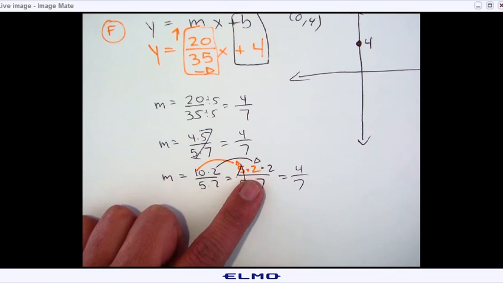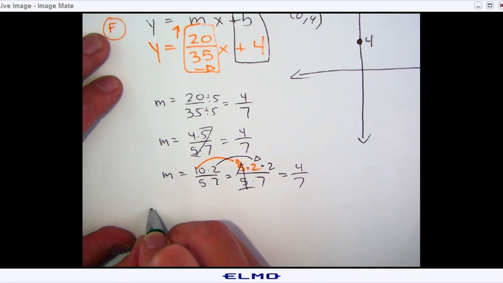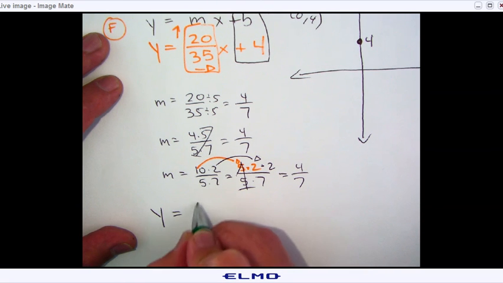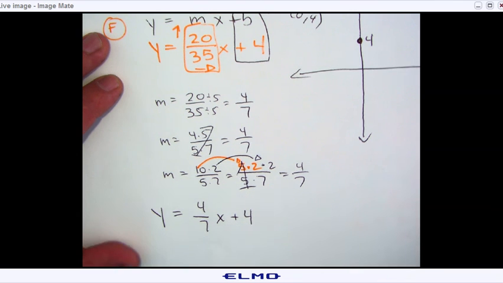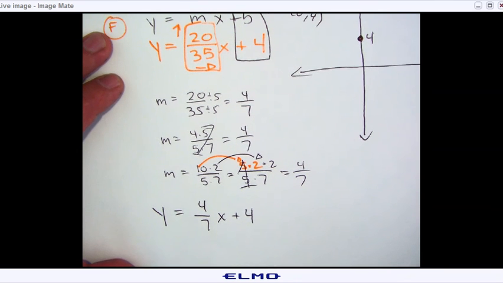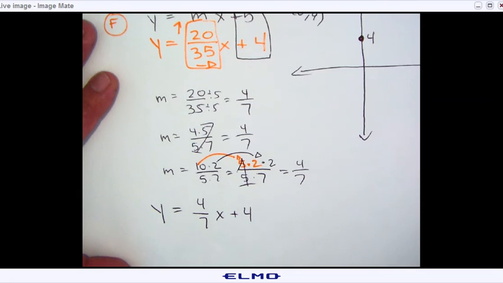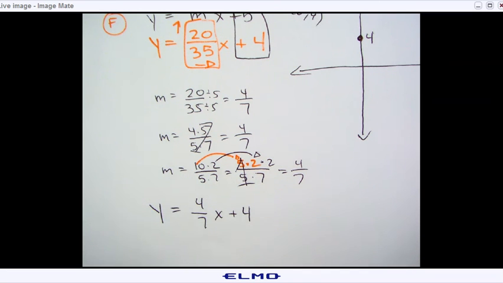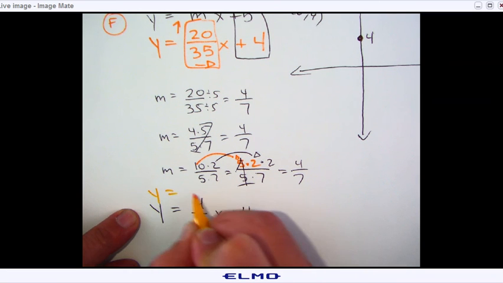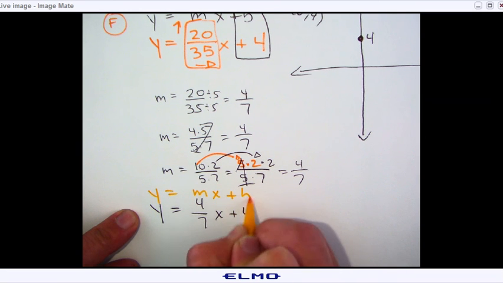And then what's my equation? My equation is y is equal to 4 over 7 x plus 4. There's your new equation. They're both equivalent. Now we can graph it. Oh, that's going to be easy now. So y equals mx plus b.